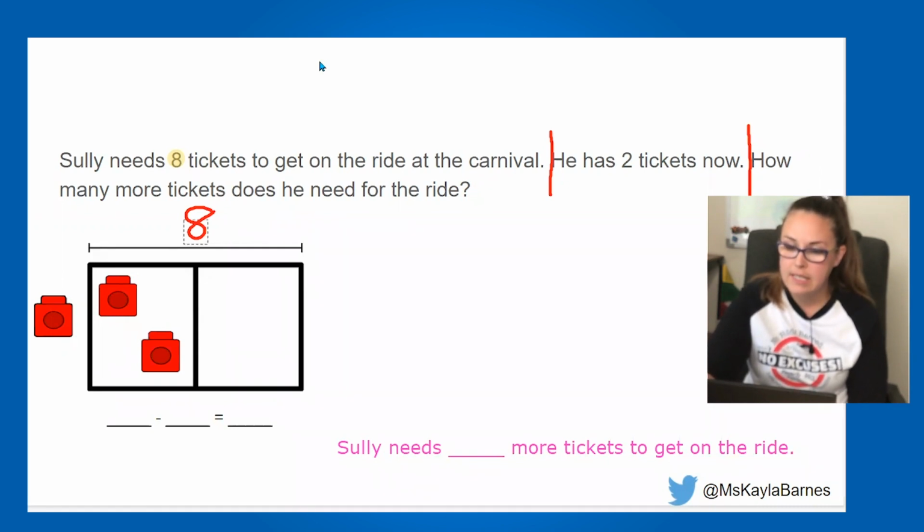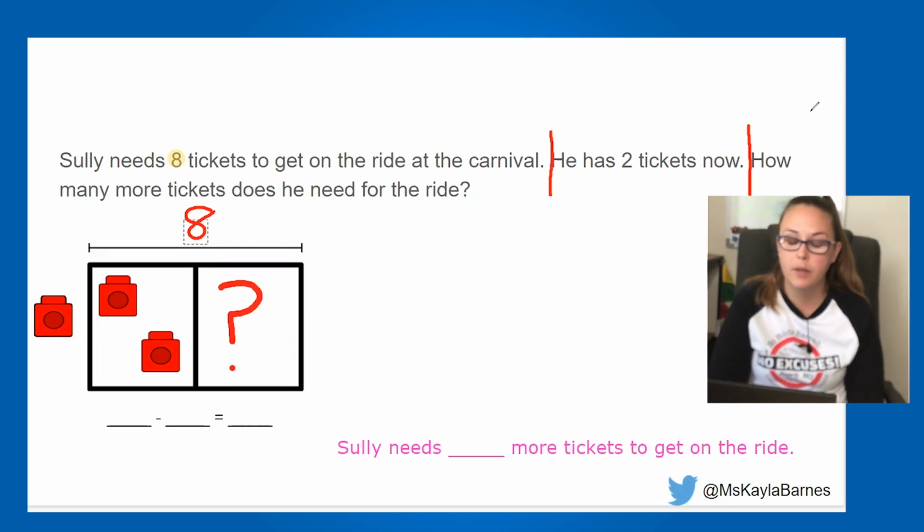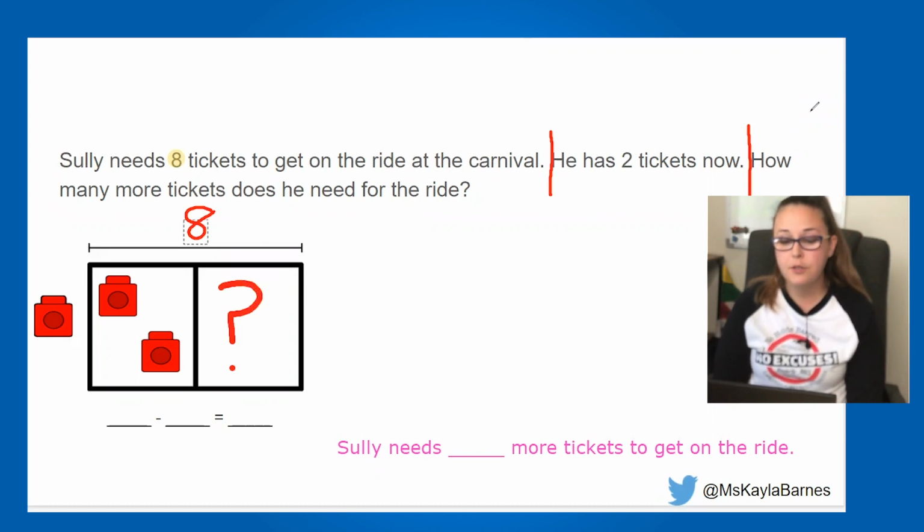How many tickets does he need in order to get on the ride? Well, we don't know, so we're going to put a question mark in this side of the part-whole map. You'll see that there's space for a subtraction sentence right below the part-whole map. We're going to come back to that later.